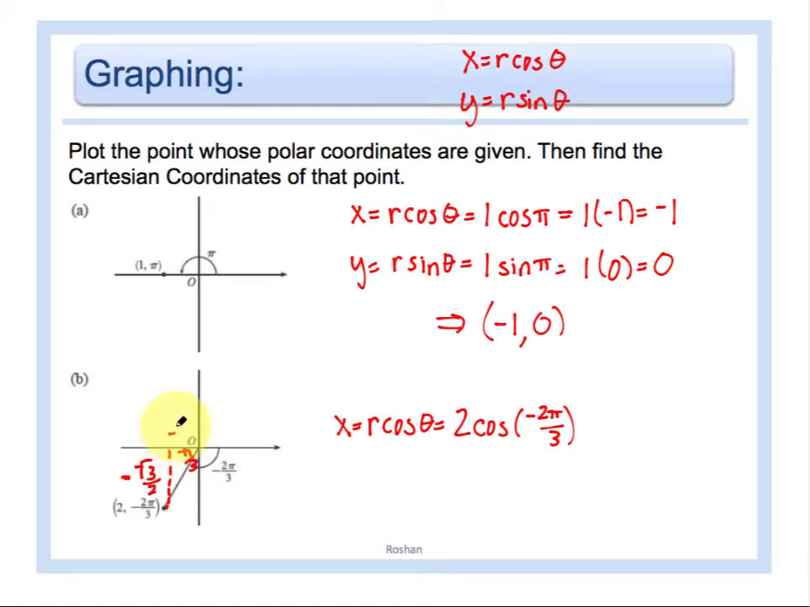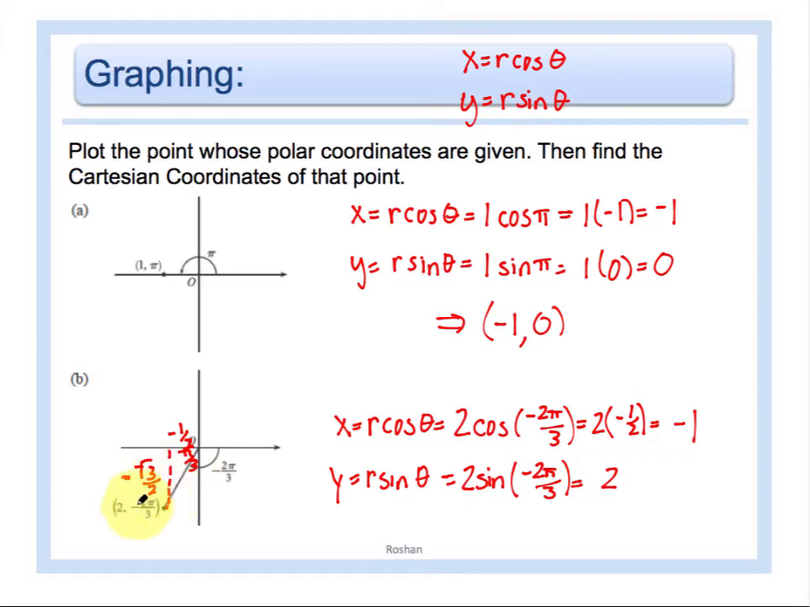And then this would be negative 1/2. It's just a 30, 60, 90 triangle. That's how I know those side lengths. And so the cosine is going to be the adjacent, which is the negative 1/2. So I have 2 times negative 1/2, which is negative 1. And then y is r sine theta, which is 2 sine negative 2 pi over 3, which is 2 times the opposite, the negative root 3 over 2, which is negative root 3. And so my coordinate is going to be negative 1, negative root 3. And that's my Cartesian coordinate.